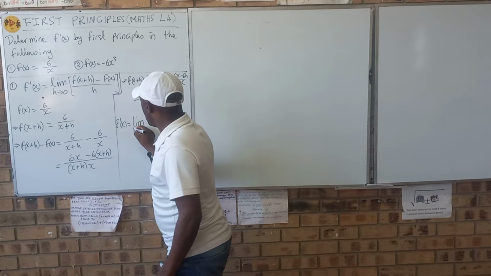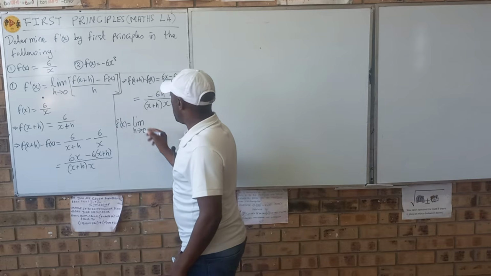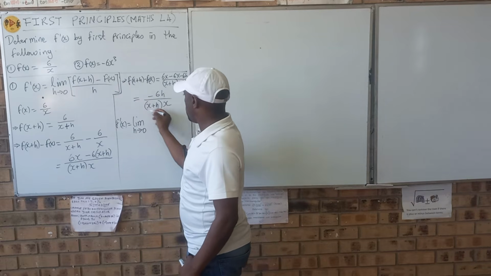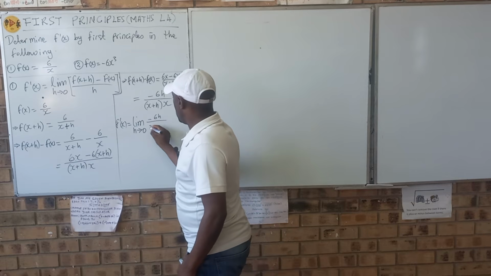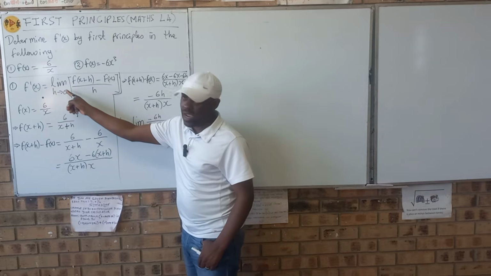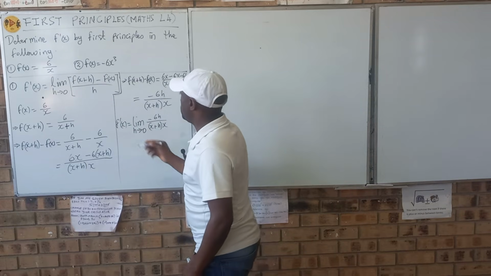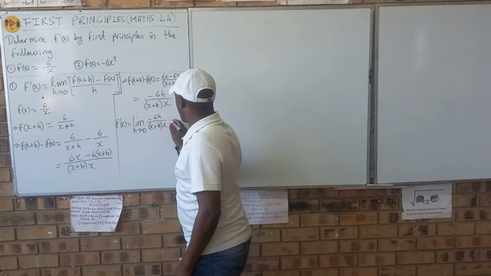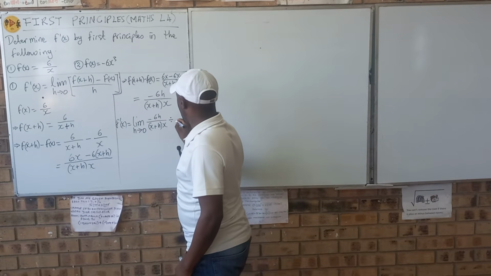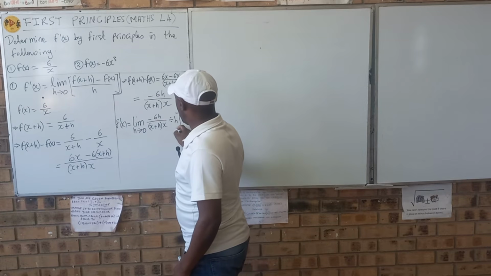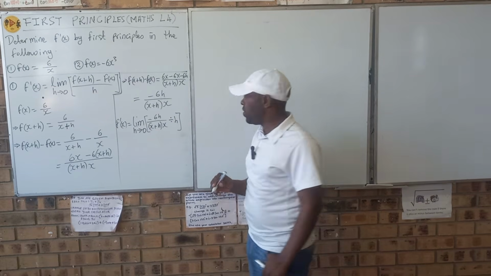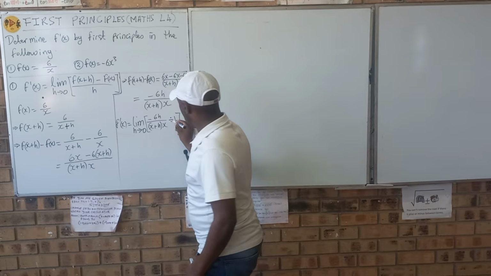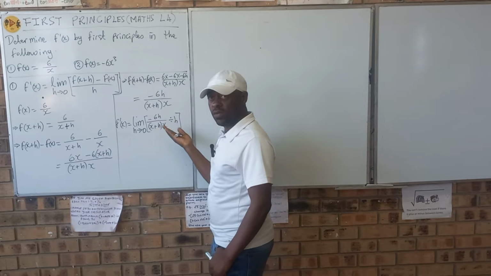So we now take the limit as h tends to 0. Then in the place of the numerator, we are capturing the whole of that, which is negative 6h on x plus h into x. Then we are supposed to divide by h. To make life easy for you, this division sign, I always advise students to change it to this one. So if you put it like that, you will not have to join too many lines that can end up making you confused. So from here, I can now change this division into multiplication.